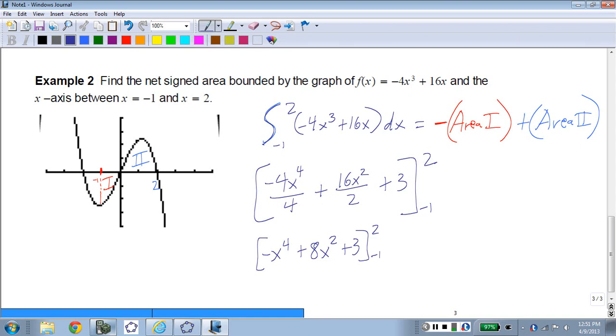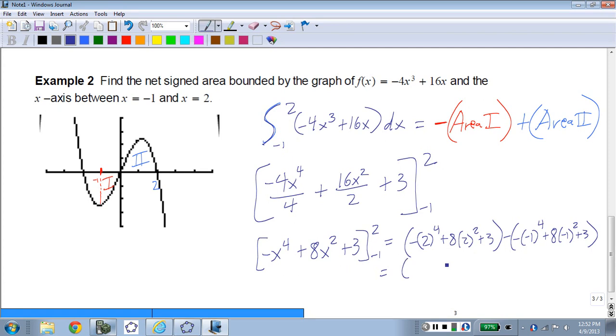This notation means take the 2, plug it in. Take the negative 1, plug it in, then subtract. That's what we'll do. So it's going to be parentheses, probably going to help here because of all these terms. The negative of 2 to the 4th plus 8 times 2 squared plus 3 minus the negative of negative 1 to the 4th plus 8 times negative 1 squared plus 3 equals. Take the 2, plug it in, take the negative 1, plug it in, subtract.